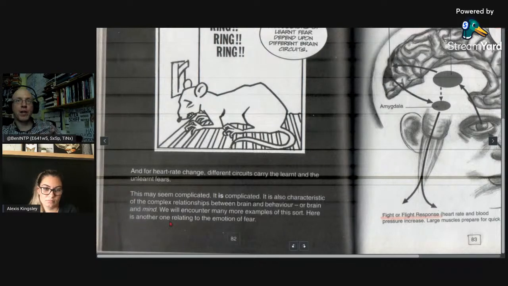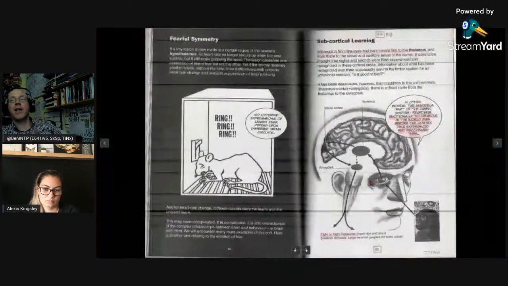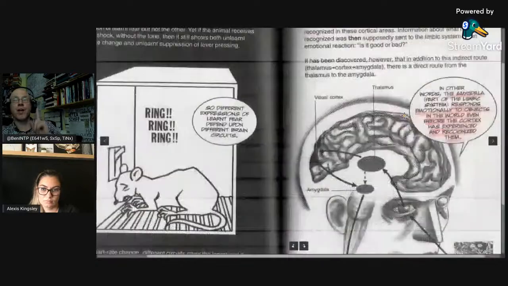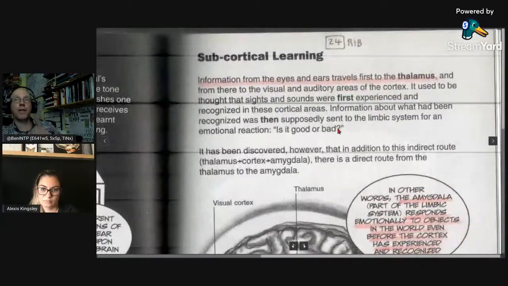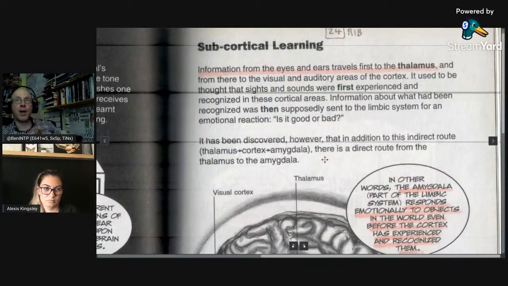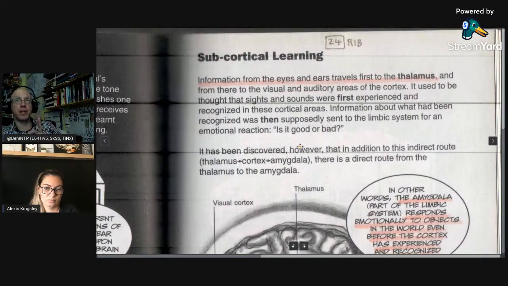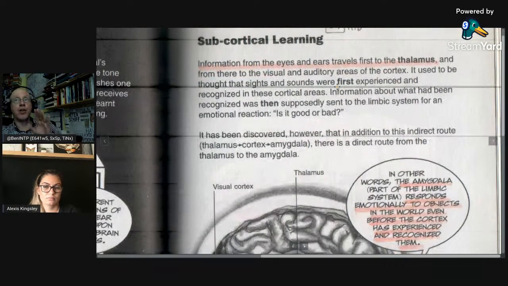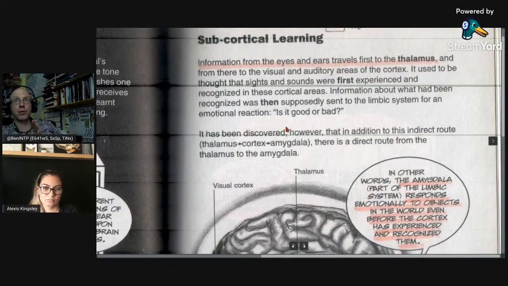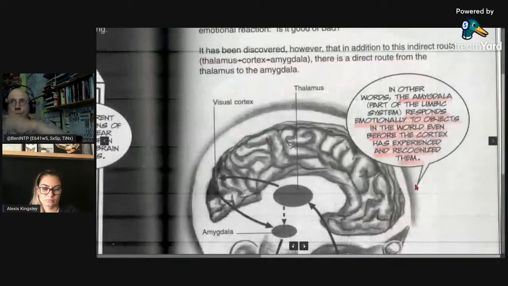Here is another one relating to the emotion of fear. Now, this is very important, and I think this is a feature of instinct and SE in particular, where people can react quicker than they can think because it's subcortical reactions. And again, these are the neocortices.